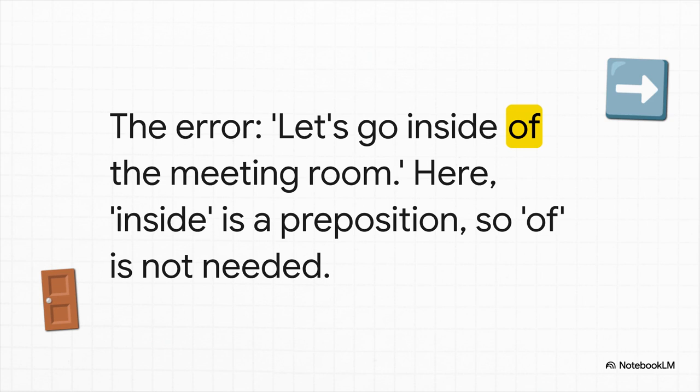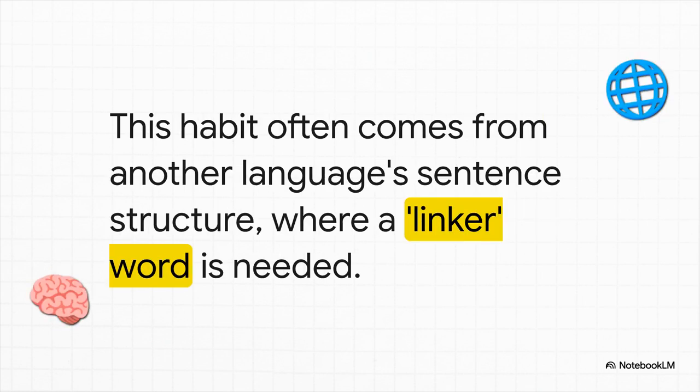It's cleaner. So you might be wondering, why is this mistake so common? Well, it's usually not a random error. It often comes from how sentences are built in your native language. See, in many other languages, you actually need a little linker word, a preposition, between the verb and its object. So the trick is just retraining your brain for English and remembering that a lot of our verbs are strong enough to connect all by themselves.